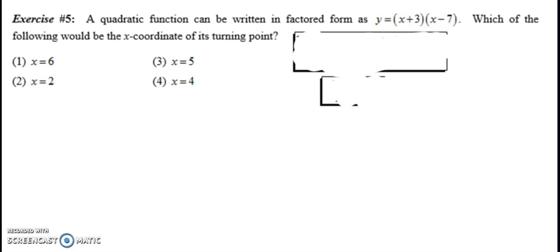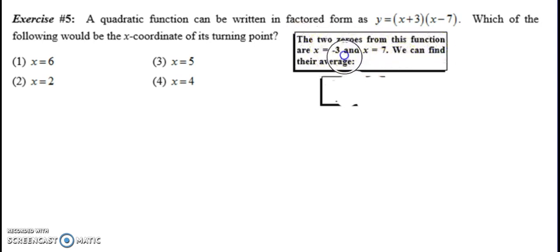All right, well, if you remember what we talked about, the turning point should be in between the roots. Well, first you should find the roots, or the zeros. So we should know that this one's going to be -3 and this one's going to be +7. So now you have to find what's in between those. If you're not good at that, remember we said it's the average, so just add them up, divide by 2, and you should have got 2, which is option 2.